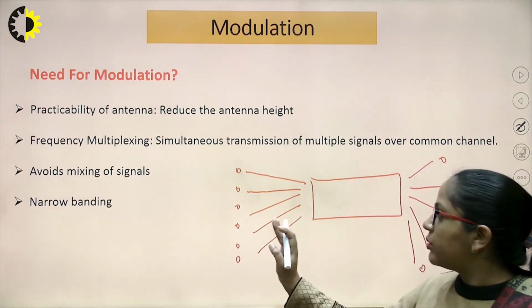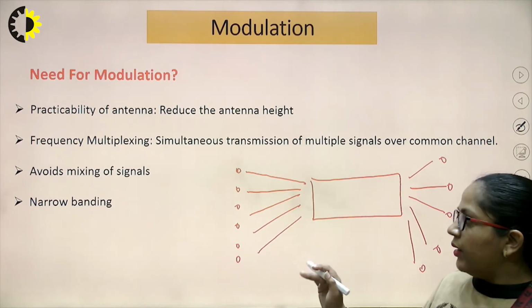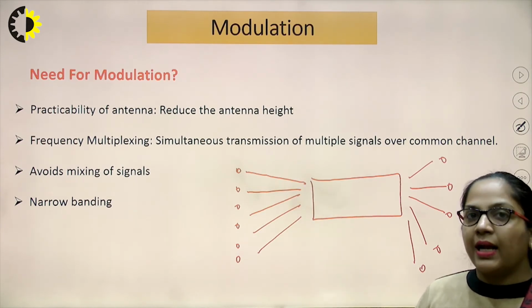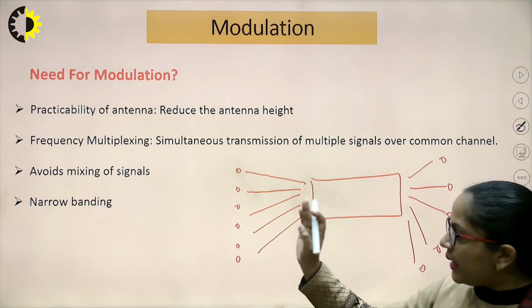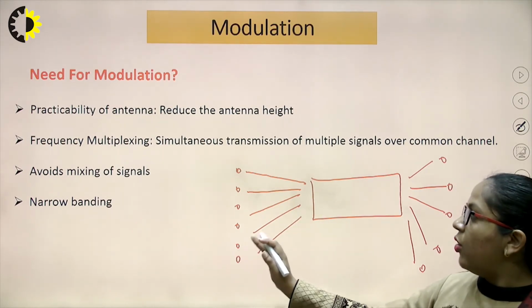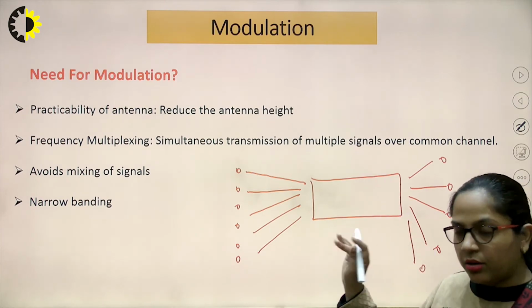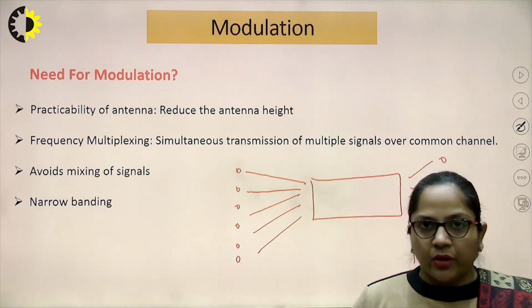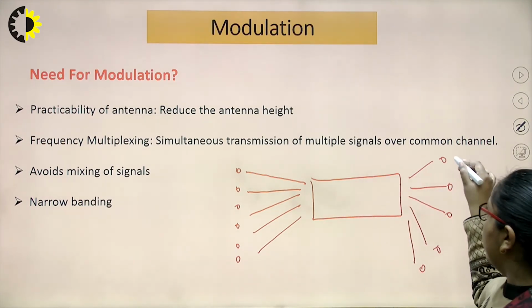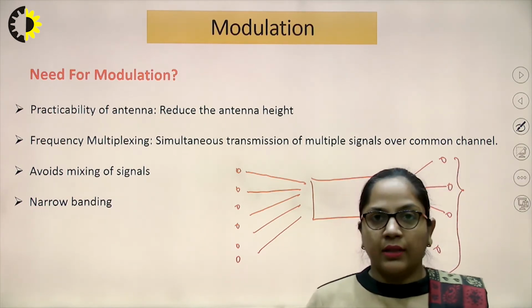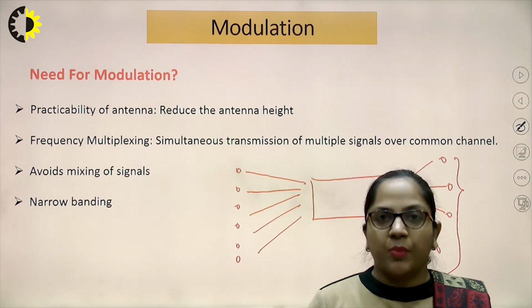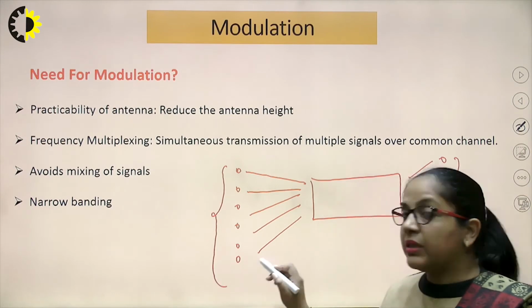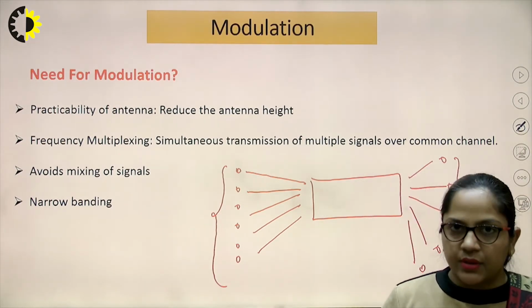So how can we eliminate this problem? We modulate each of these signals at some other high frequency with the help of a different modulating frequency, and then after modulation we transmit all of these signals through a common channel or a common medium. Then at the receiving side, after performing the demodulation, we can receive the signal without any interference, or with a minimum amount of interference. So this modulation will help us to reduce the interference or mixing of signals.